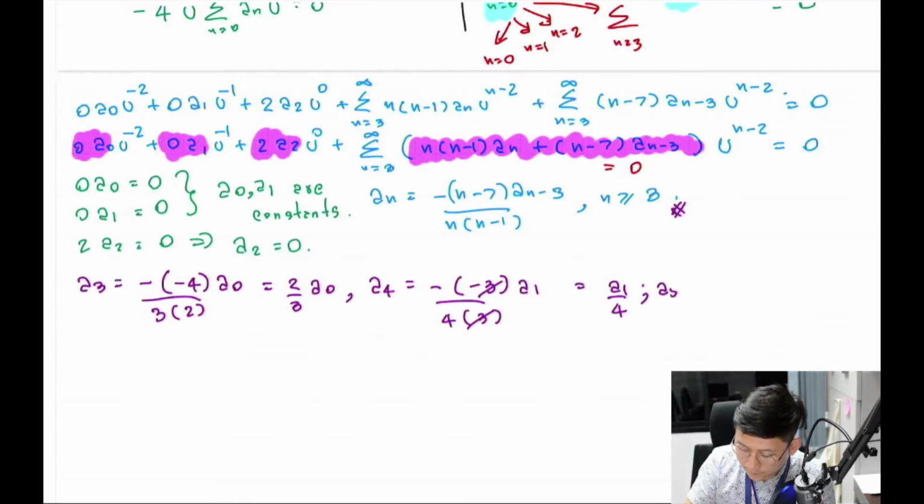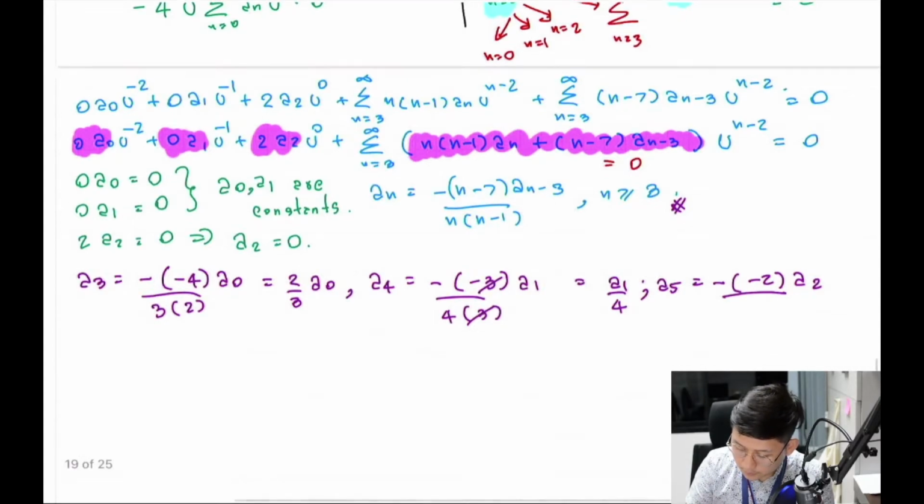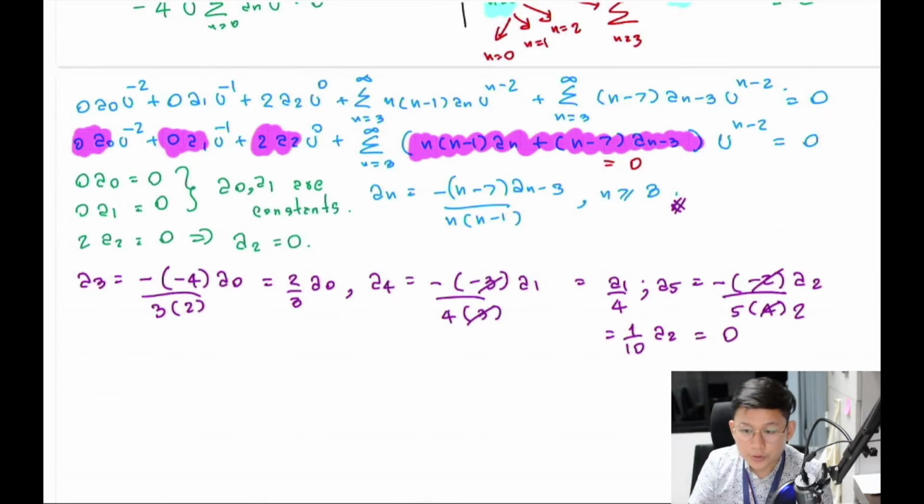And then A5, that would be minus, and then 5 minus 7, that is minus 2. And then you get A2 divided by 5 times 4, and that cancels out. So you get 1/10 A2, but A2 is actually 0, so it's 0.